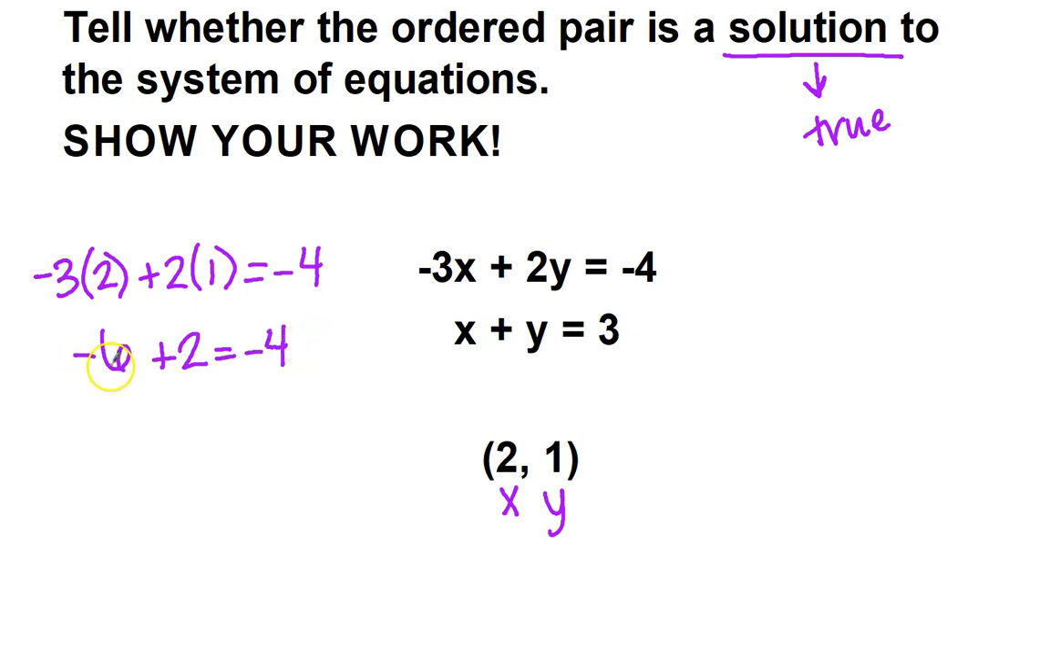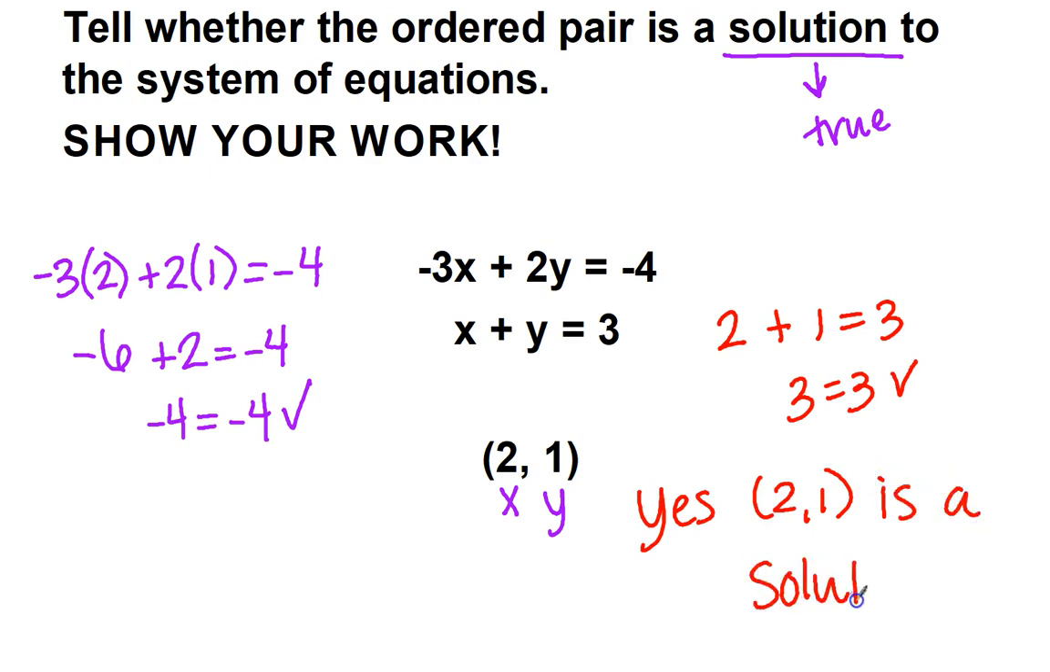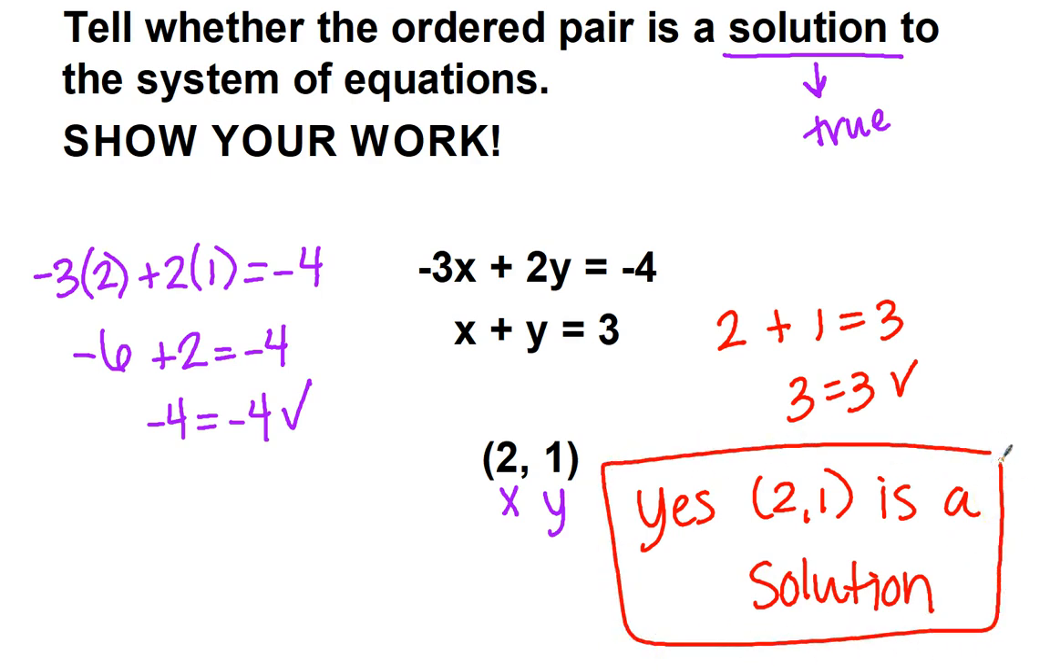Let's see if that's true. -6 plus 2 is -4. And does -4 equal -4? Yes. So the top one's good. It's the solution for the top one. Let's see if it's a solution for the bottom one. So instead of x, I just put 2. Plus, instead of y, I just put 1. Equals 3. Well, obviously that's true. 2 plus 1 is 3, right? 3 equals 3. Love it. So, yes, (2, 1) is a solution because it works for both equations. Because it works for both equations, it's a solution, we're good to go.